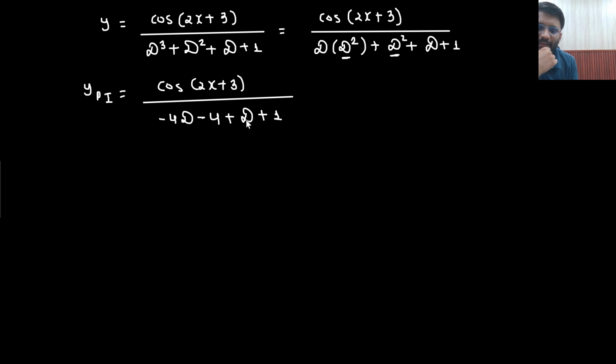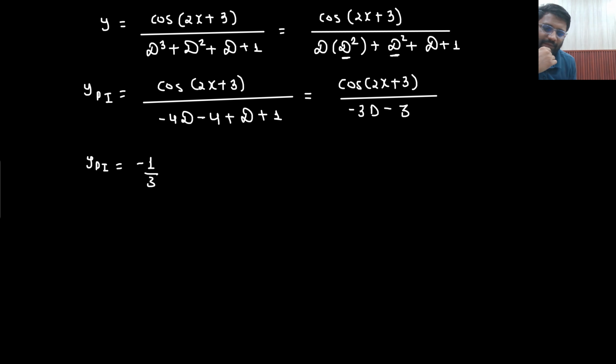So what are you getting here? Cos of 2x plus 3 upon minus 3D minus 3. So what can I take? I can take minus 1 by 3 common, upon 1 upon D plus 1, multiplied with cos of 2x plus 3.